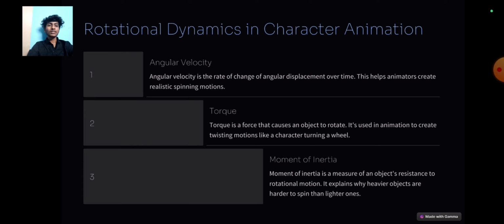Torque. Torque is a force that causes an object to rotate. It's used in animation to create twisting motion, like a character turning a wheel. Moment of inertia. Moment of inertia is a measure of an object's resistance to rotational motion. It explains why heavier objects are harder to spin than lighter ones.